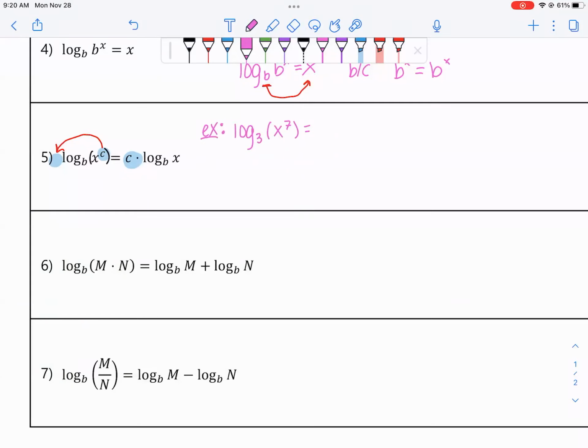We have log base 3 of x raised to the 7. What we can do is take this 7 that's on the inside here and move it out front, so it becomes 7 log base 3 of x. Log base 2 of 12 raised to the 13 is equal to, you can bring that 13 down in front, 13 log base 2 of 12.